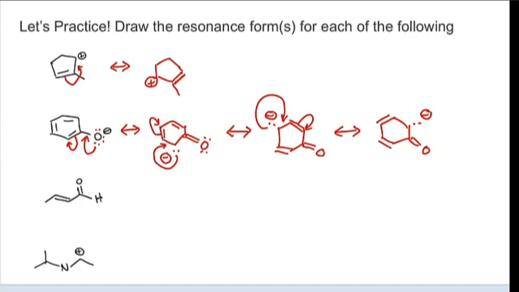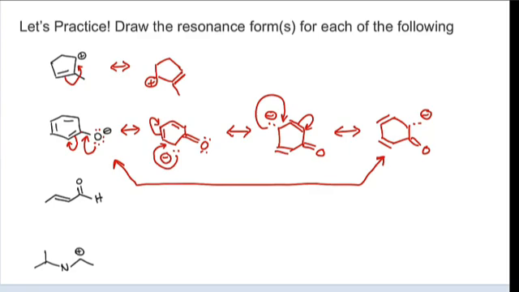Okay, and so that would be it, because if we push the electrons around one more time, we would go back to the original structure. So these are resonance forms of each other, and I believe we've gotten all of them.